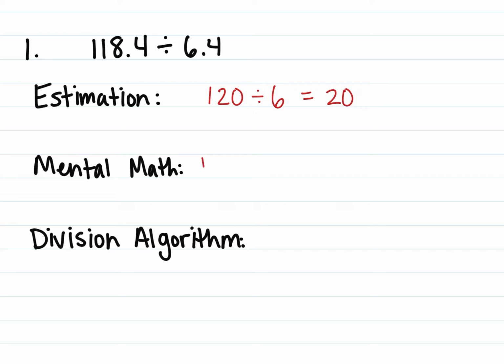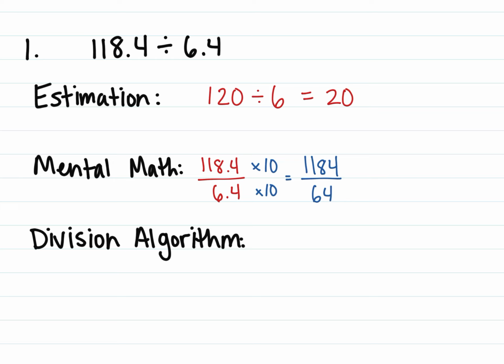Using mental math, we're going to create a fraction, and then we are going to try and eliminate the decimal. By multiplying by a 10, it moves that decimal one place to the right. So I now have 1184. And on the bottom, instead of 6.4, I have 64.